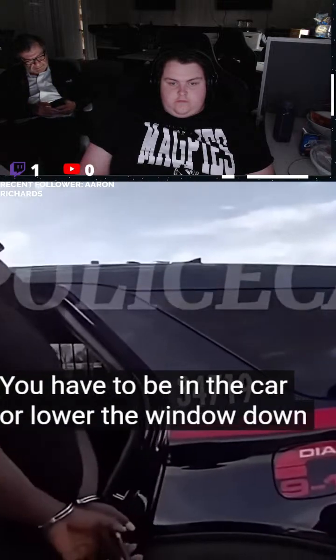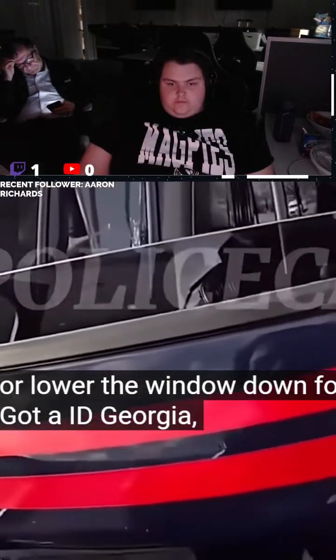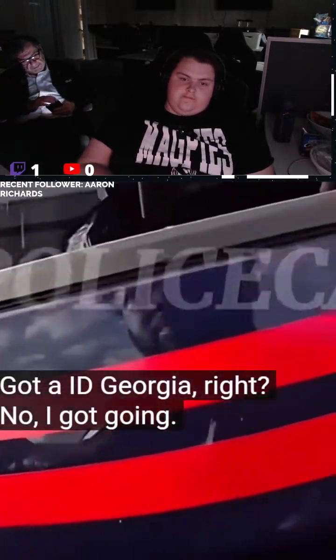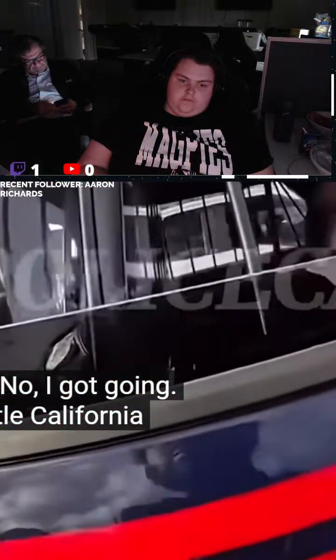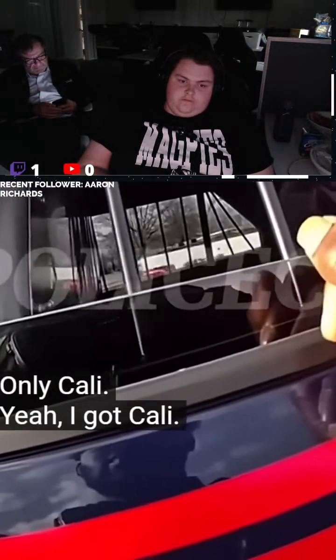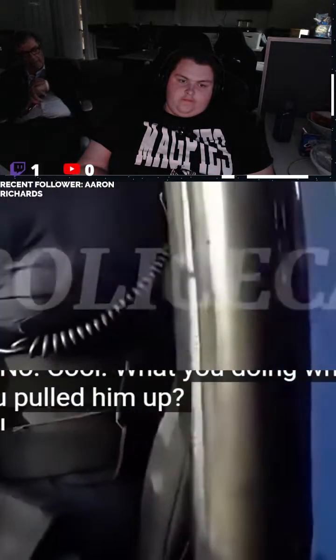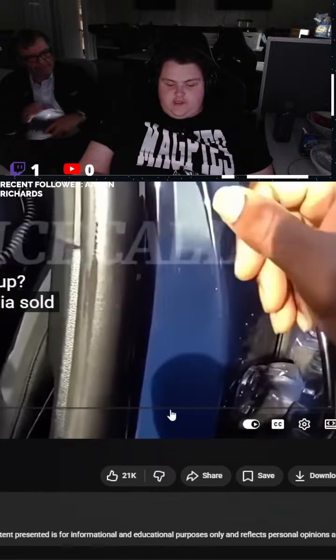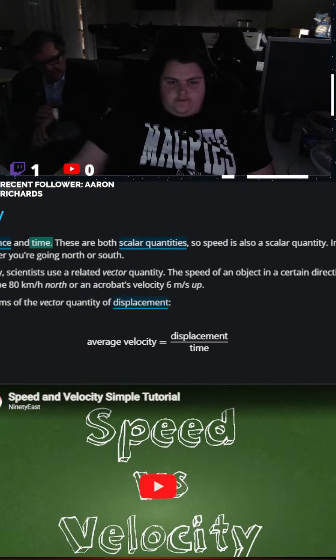Or lower the window down for you. You got an ID or license out of Georgia, right? No, I got one out of California. Only Cali? Yeah, I got Cali. Okay, 2 minutes up. Okay, so let me put it on 20 minutes. Okay. I'll wait.